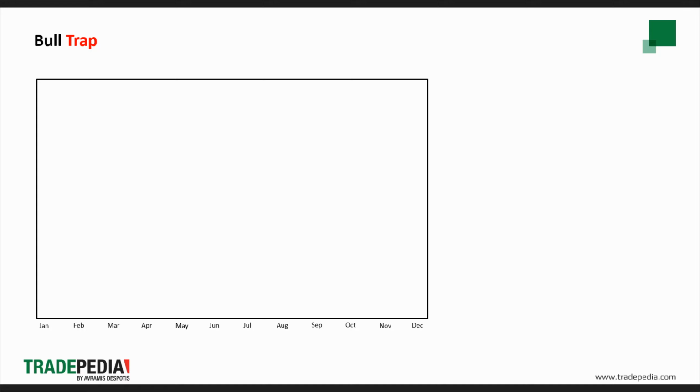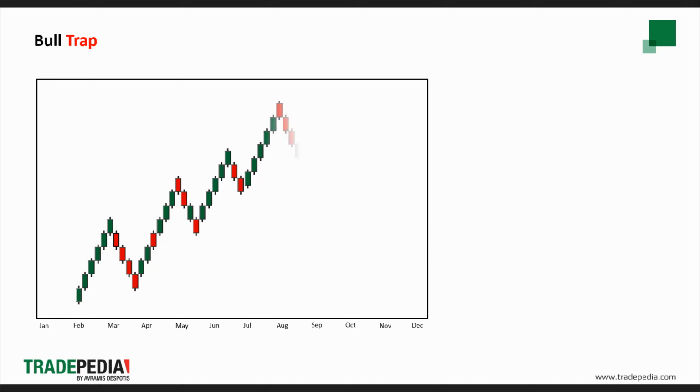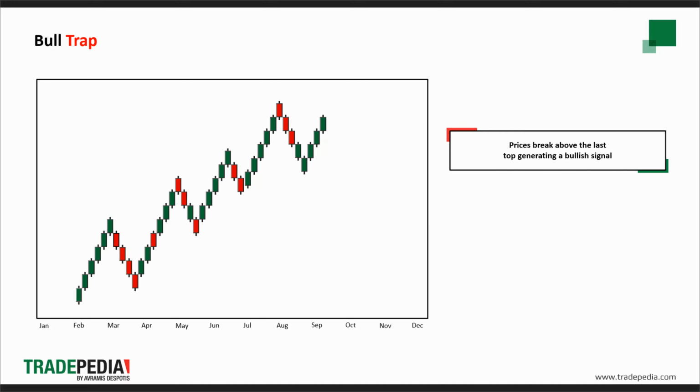Now we go to something a bit more complicated. A fanciful name is bull trap, or bear trap. At the end of the day, it is just a term under this group of price action that is called a fake out. So what is a bear trap? What is a bull trap? A bull trap is a pattern where prices break above the last top, generating a bullish signal. It seems like it's making a higher high.